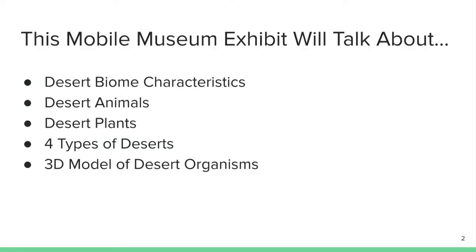This mobile museum exhibit will talk about 1. Desert biome characteristics. 2. Desert animals. 3. Desert plants. 4. The 4 main types of deserts. And lastly, 3D model of desert organisms.